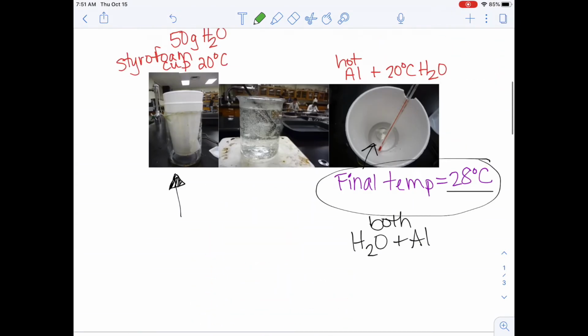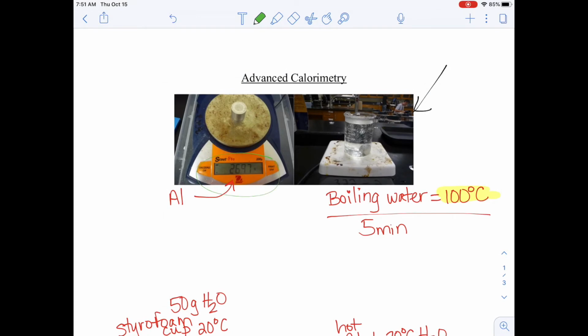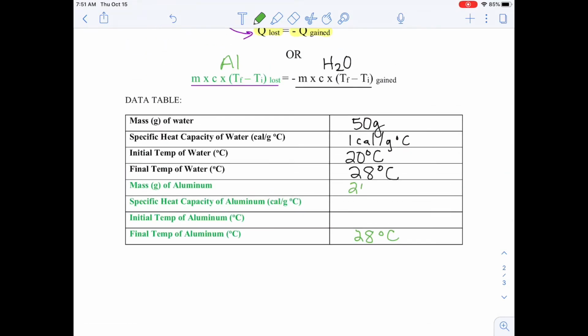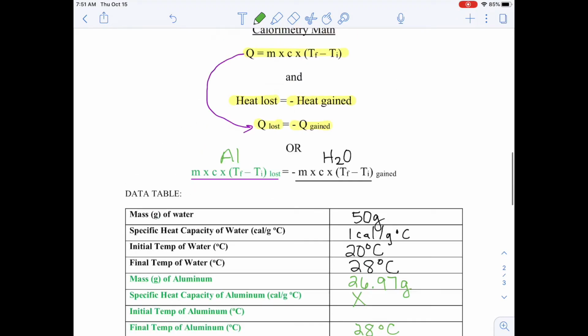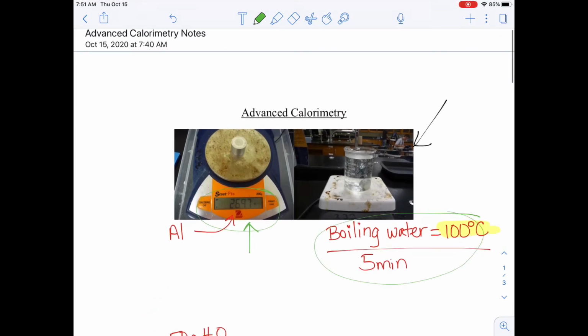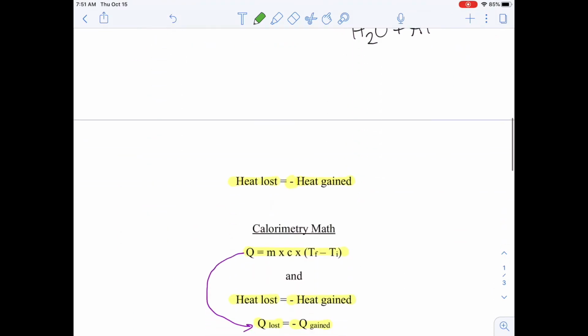Okay, now let's look at just the aluminum. At the very beginning here, we put aluminum on the balance and we saw the mass was 26.97 grams. The specific heat capacity is what we are solving for. And then the initial temperature of the aluminum, remember for 5 minutes it was sitting in this beaker of boiling water. So that's at 100 degrees Celsius.